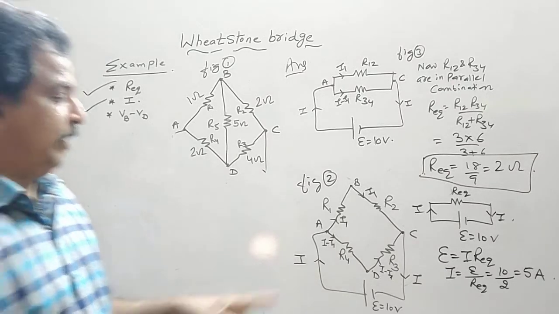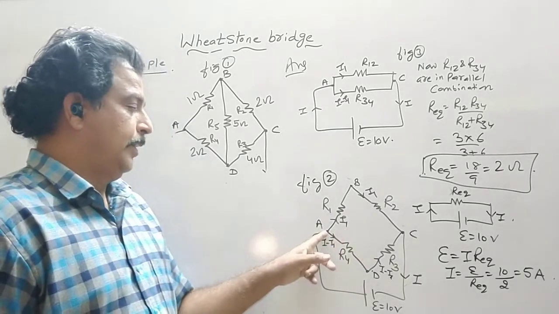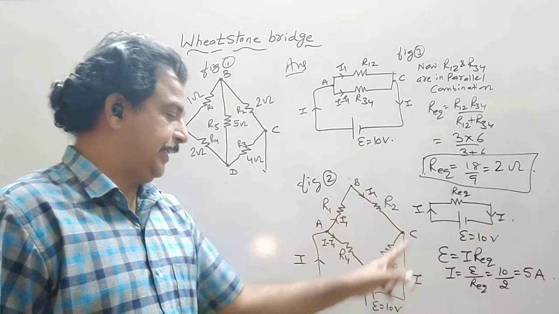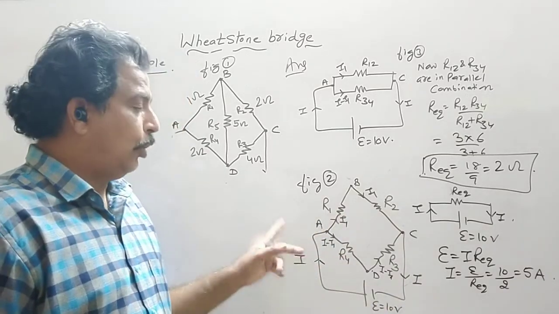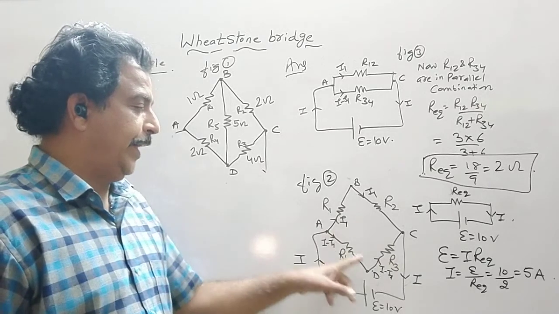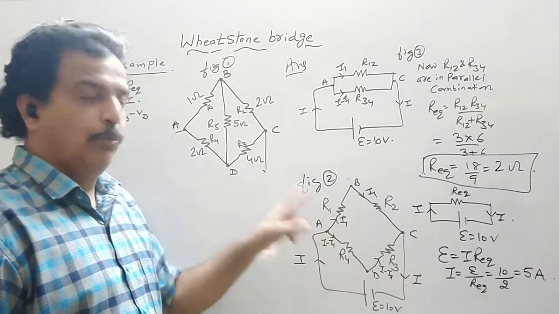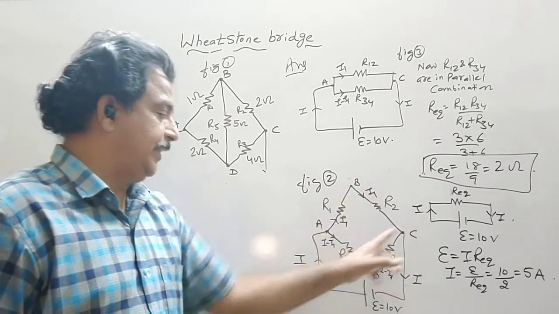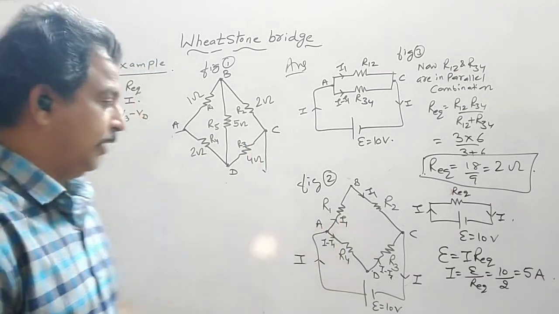So to find out the value of I1, I move in a loop A, B, C, E, A. I is known to us. Or I can also move in the loop A, D, C, E, A, or I can move in a loop A, B, C, D, A, any loop. First you have to find out I1.